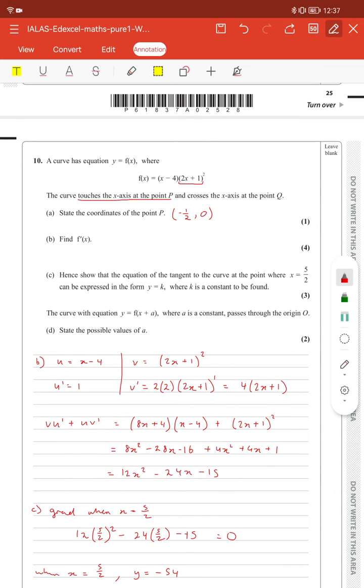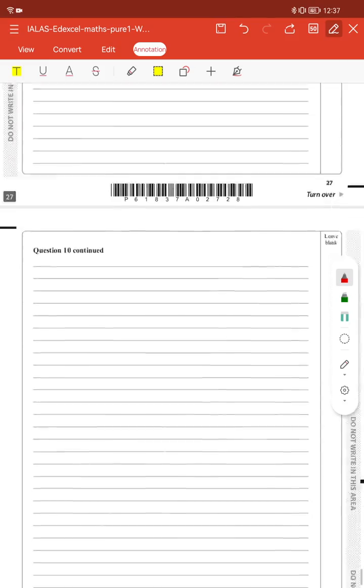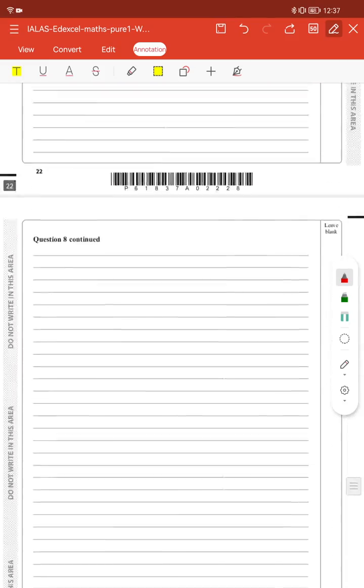The curve of the equation where a is a constant passes through the origin. So if it passes through the origin, that means either point Q, which is 4, 0, passes through the origin. So that means a can equal 4, as we've moved it to the left by 4. Or a can also equal minus a half, as that means we'd have moved it to the right by a half, and that means point P would then go through the origin. And that is the final question.